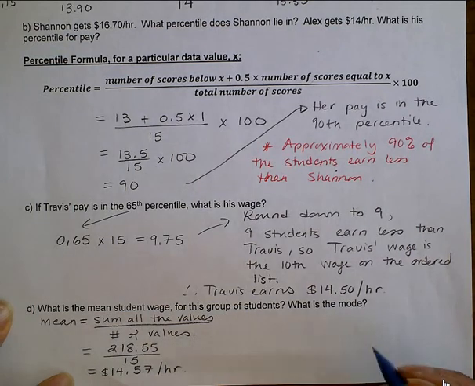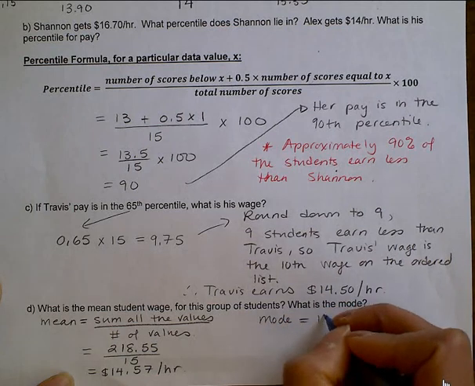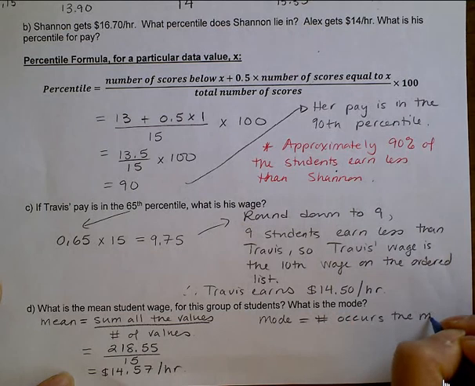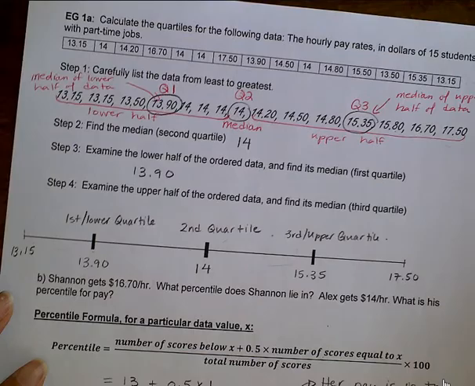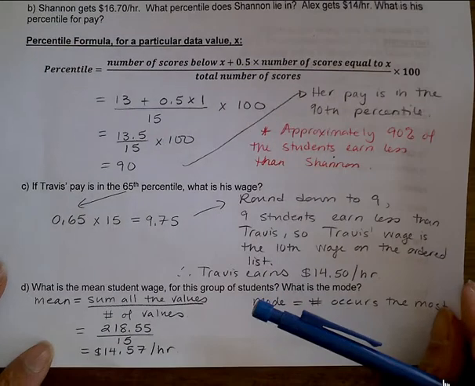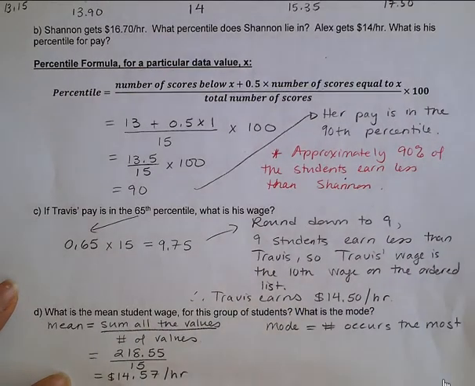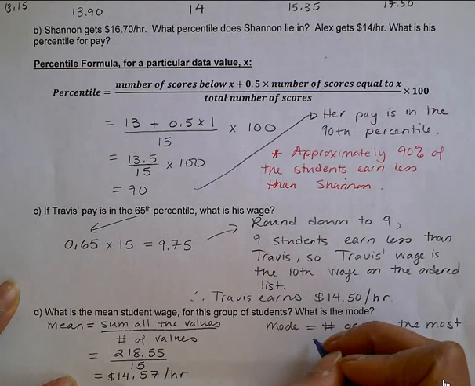The mode is the number that occurs the most. The mode is 14 on this list. That's the number that occurs the most. Now you might want to think about why. Why would the mode be 14? I believe that is adult minimum wage, so it would make sense that maybe the 14 occurs the most. So in this case, the mode is $14 per hour.